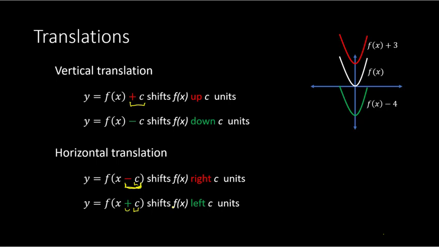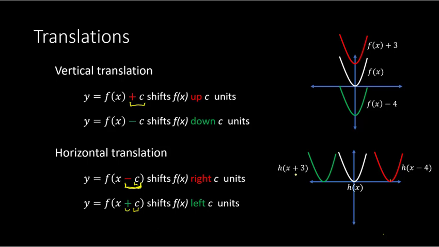So what does that look like? Well, let's say we had the function h of x. And then if we had h of x minus 4, where x minus 4 is in parentheses, it shifts the graph over 4 spaces to the right. So it comes over here. And if we had h of x plus 3 in parentheses, then the plus 3 shifts it in the negative direction 3 spaces. So it'd be 3 spaces to the left, which gives you this graph right here.